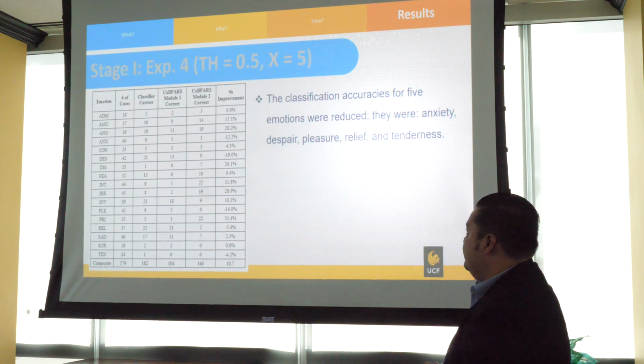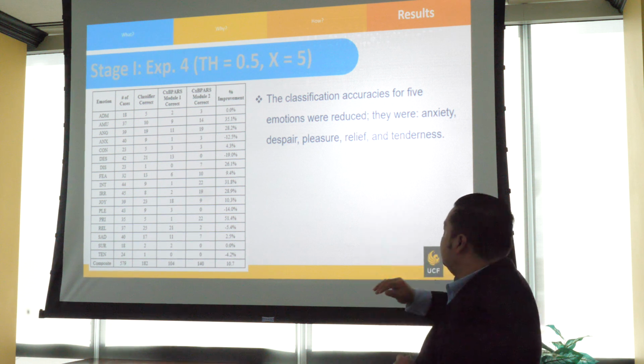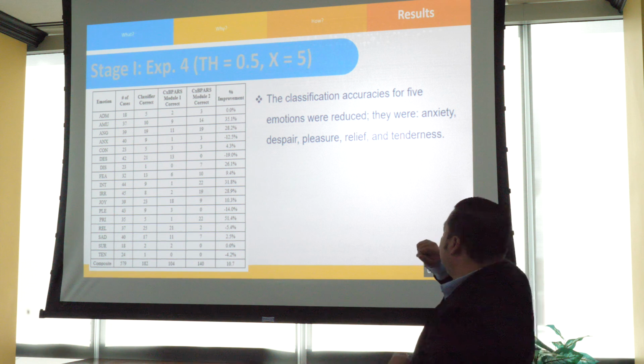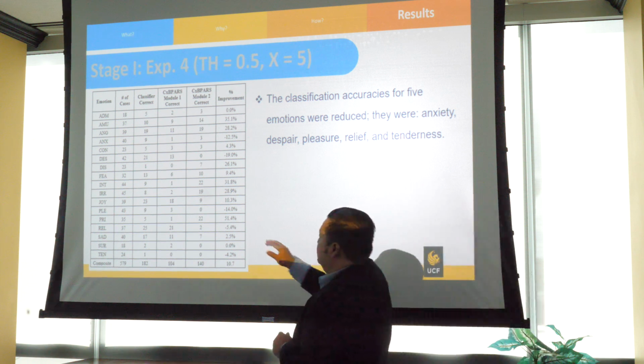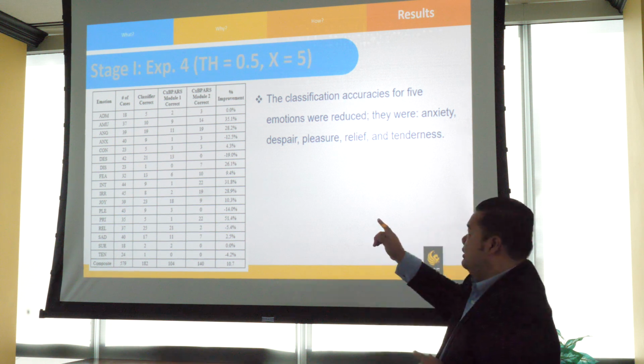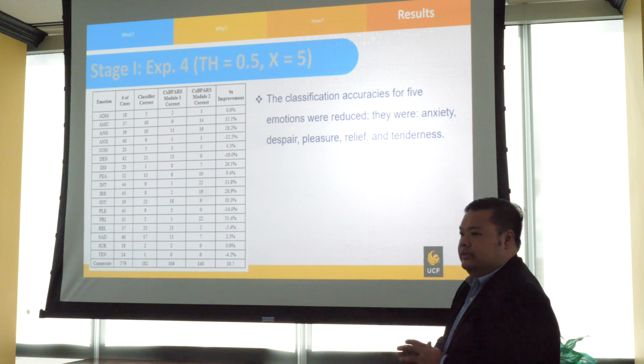And then finally, this is TH equals 0.5 and X equals 5. So this is basically our study. We found that classification accuracy for 5 emotions were reduced, and those are the emotions whose accuracies were reduced by changing to TH 0.5 and X equals 5. So basically, in this stage, we just ran 4 different experiments with 4 predefined TH and X.